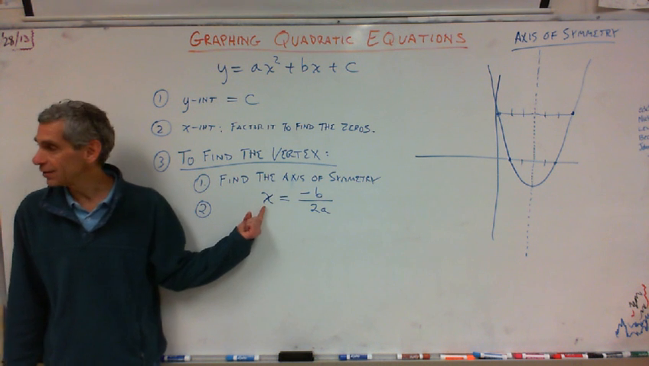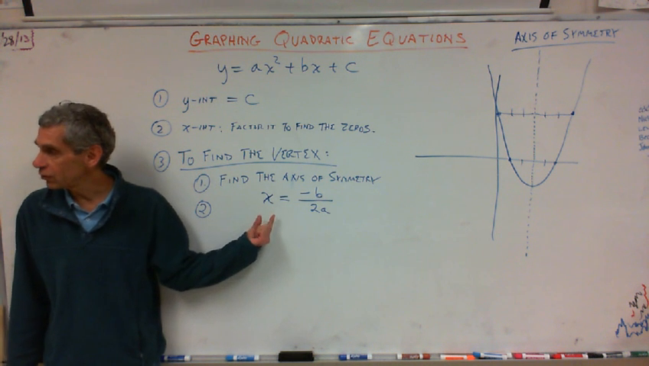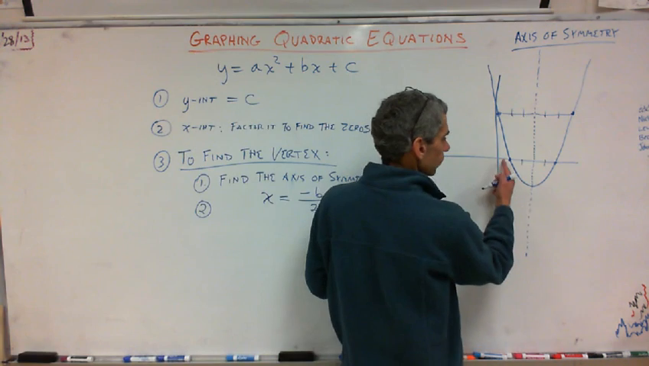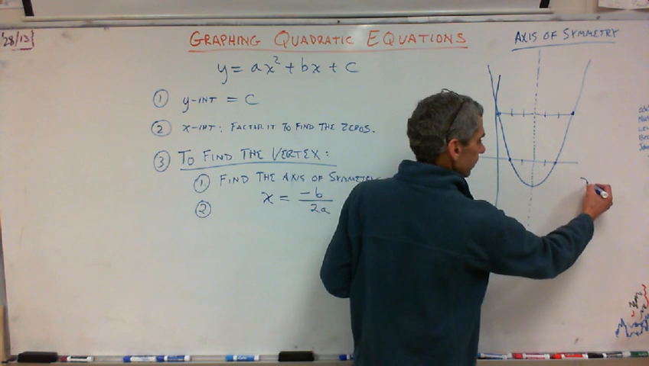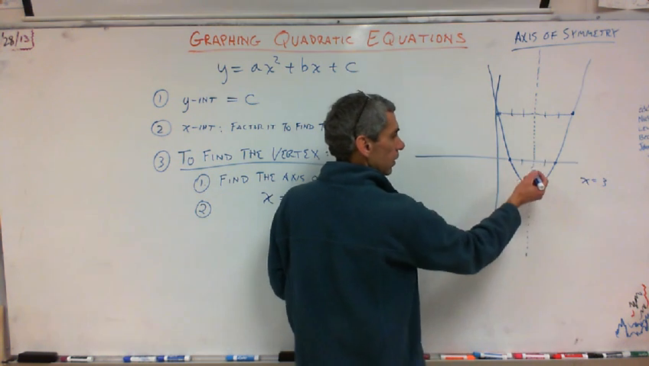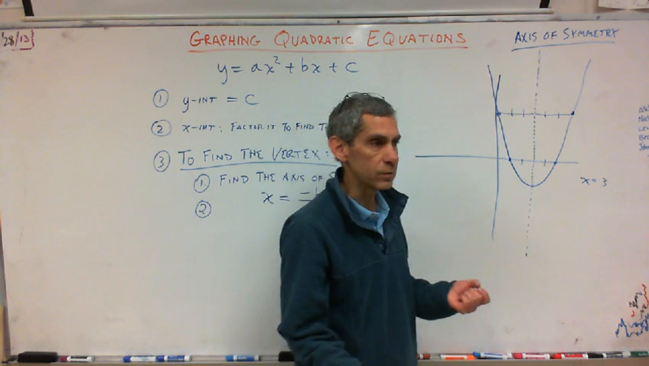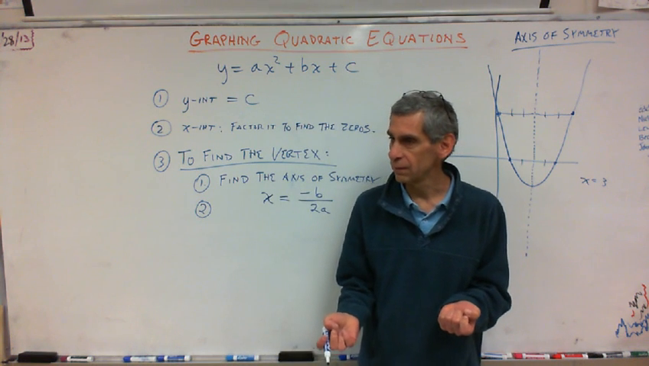Now notice, if you solve the axis of symmetry, you're going to get an x equals. That means, like if this was x equals 1, 2, 3, the axis of symmetry is 3. So at 3, I do a vertical dashed line. That's my axis of symmetry. Okay?